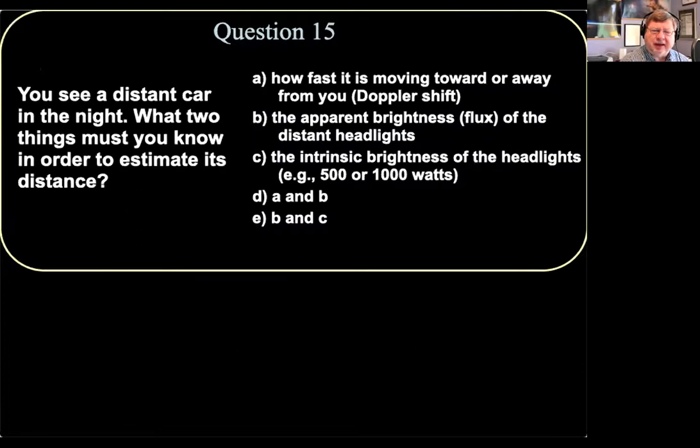So going back to that, you see a distant car at night. This is actually a great question. You see a distant car at night. What 2 things must you know in order to estimate its distance? A, how fast it's moving towards or away from you. B, the apparent brightness of the distant headlights. C, the intrinsic brightness of the headlights.